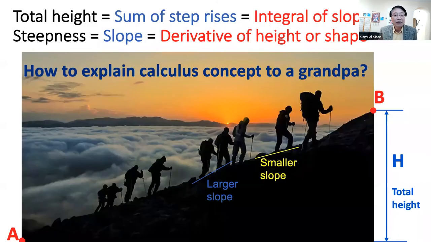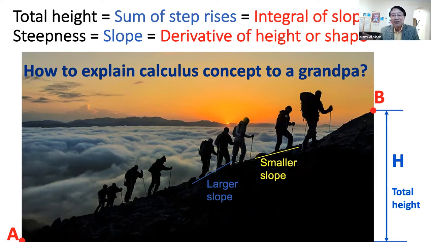This is an example to explain the basic ideas of calculus to somebody who does not know anything about mathematics. So can our students explain the calculus ideas to their grandpa or a 10-year-old sister? This figure might help. People climb a mountain from A to B, and the road has different slopes. A step rises more at a location of a larger slope, and the total height from A to B is equal to the sum of all the rises of the steps.